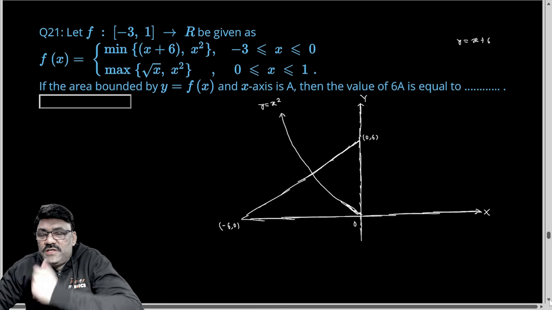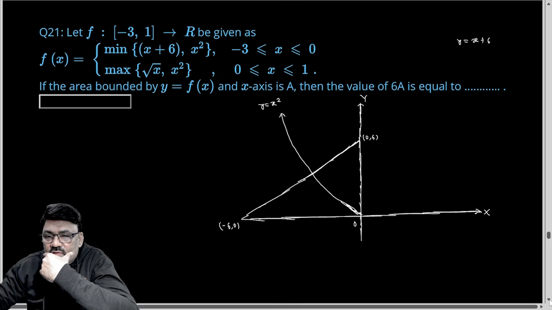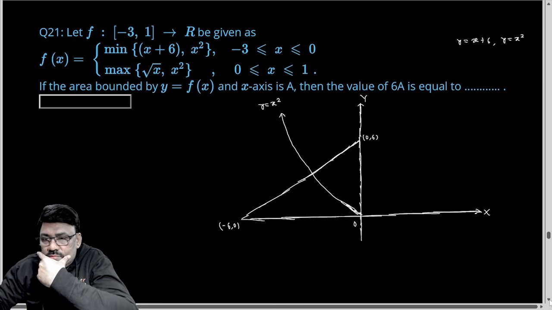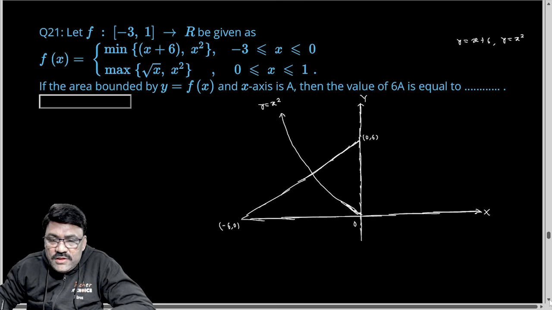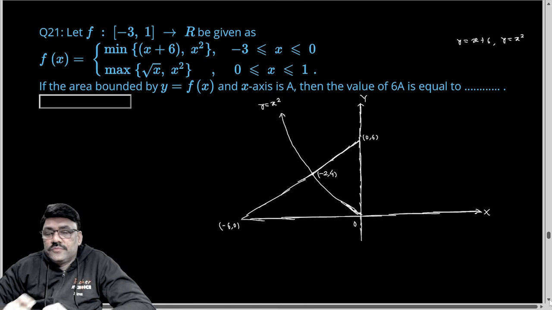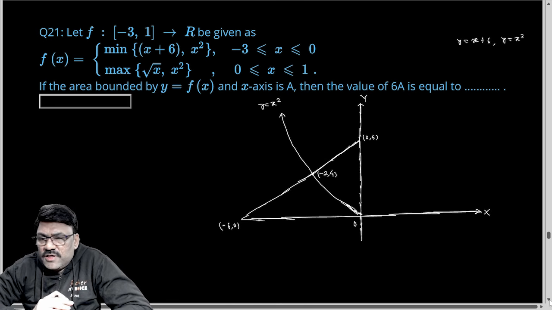Now, if you find the intersection of the parabola and the line, the intersection of y is equal to x plus 6 and y is equal to x square, you will find this intersection as -2, 4. You can see -2, 4 satisfies both. For x is -2, y becomes 4 in both.